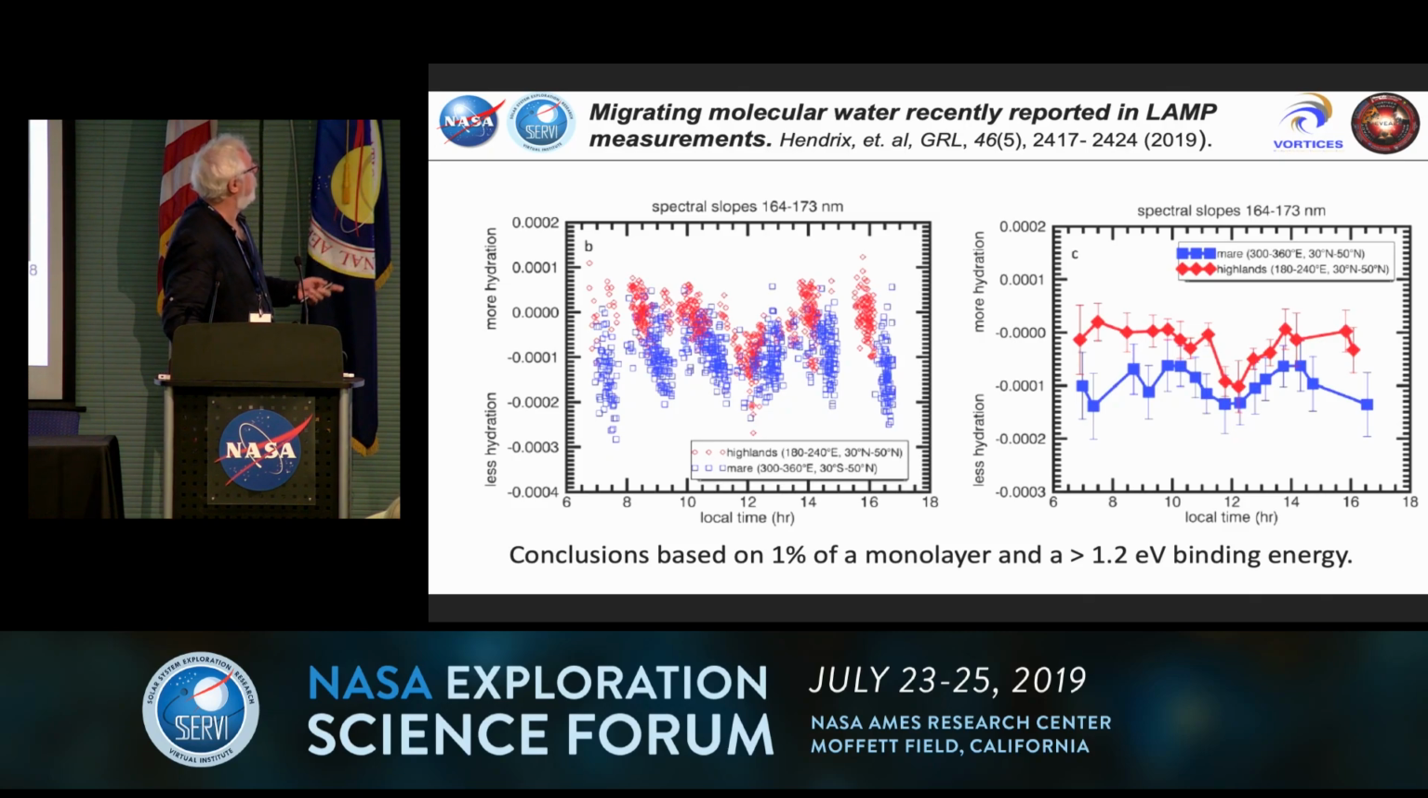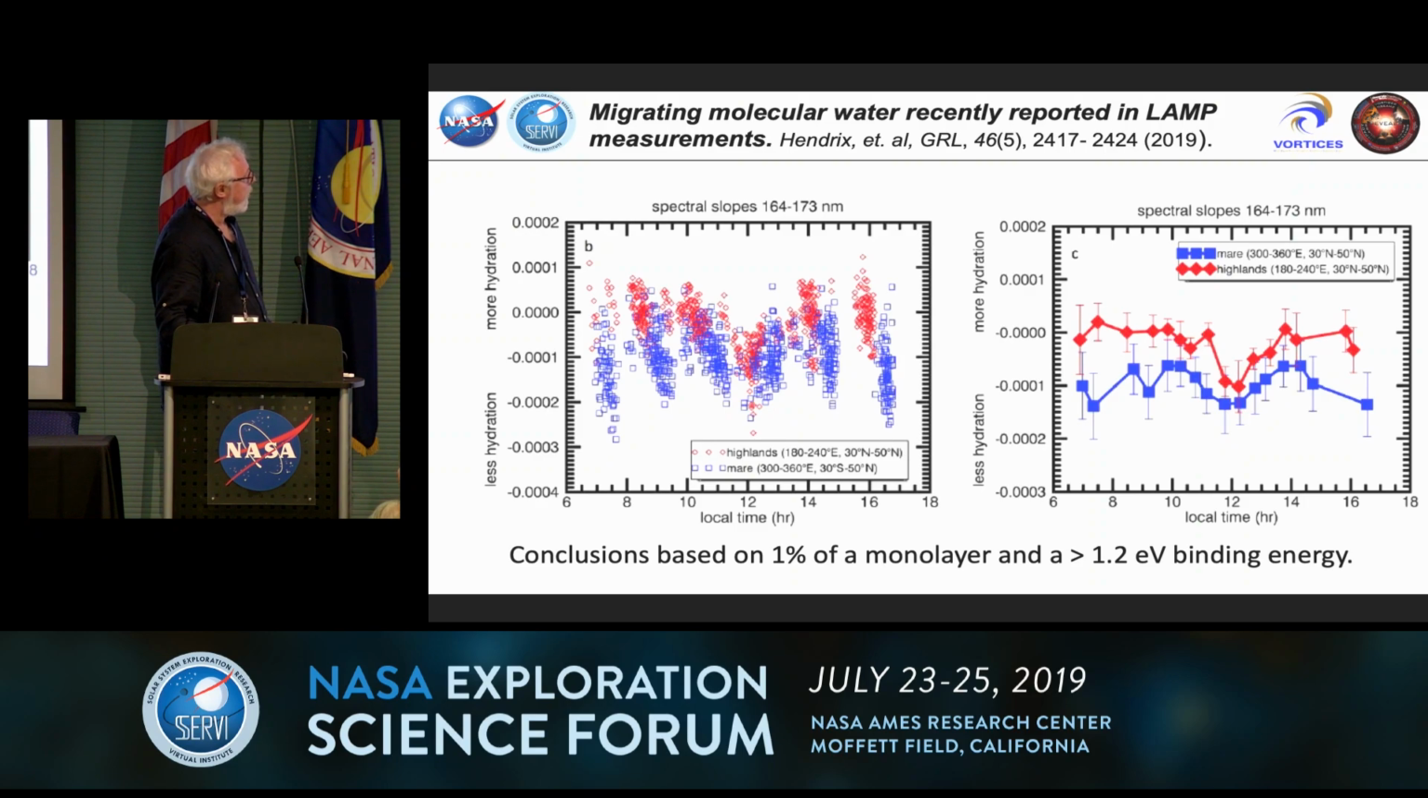Okay, so this is a nice paper in GRL that came out very recently looking at the migrating molecular water from the LAMP measurements. And Amanda, if I misrepresent this, please correct me. There are some very clear, statistically significant signatures in the change in the spectral slopes in the vacuum ultraviolet region, which is correlated with the absorption of adsorbed water. And you can see this here.